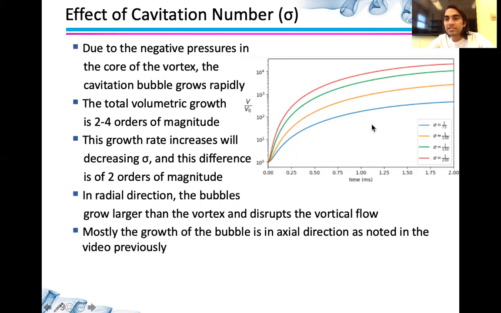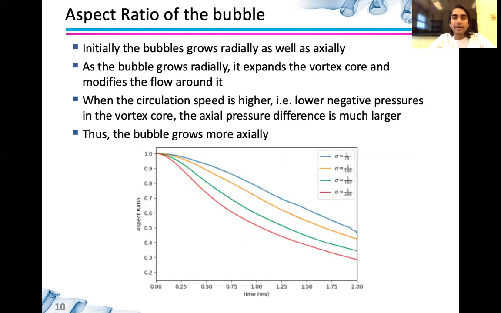And just the difference in volumetric growth that we observe between the different cavitation numbers, there is an order of 2 difference between the growth. So what is important to observe here is that we are getting a substantial amount of volumetric growth. However, this growth, as we saw in the animation previously, is mostly in the axial direction than in the radial direction.